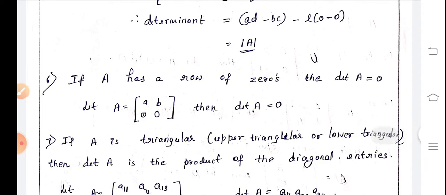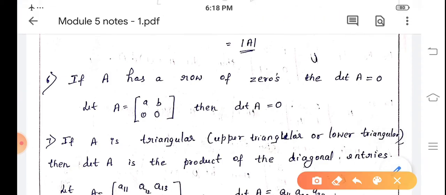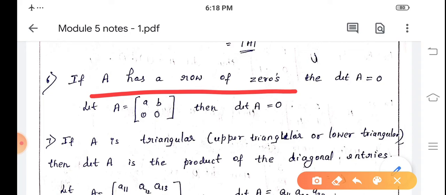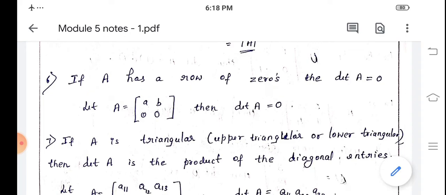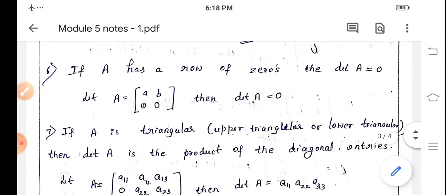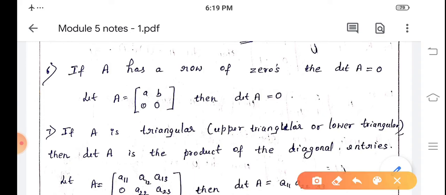Next property, that is property number 6. If a matrix A has a row of zeros, then determinant A equal to 0. Suppose in the given matrix, if all the entries of any one row are zeros, then we can write determinant A equal to 0.